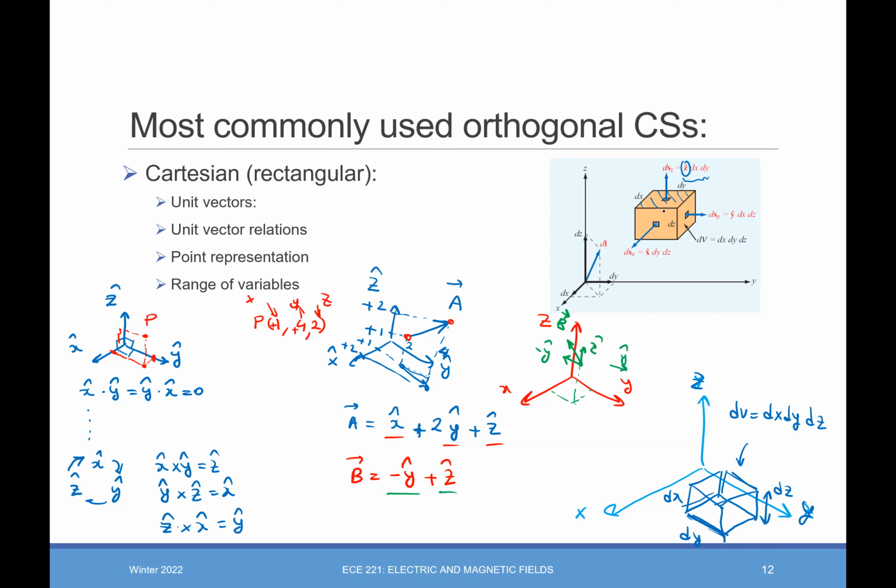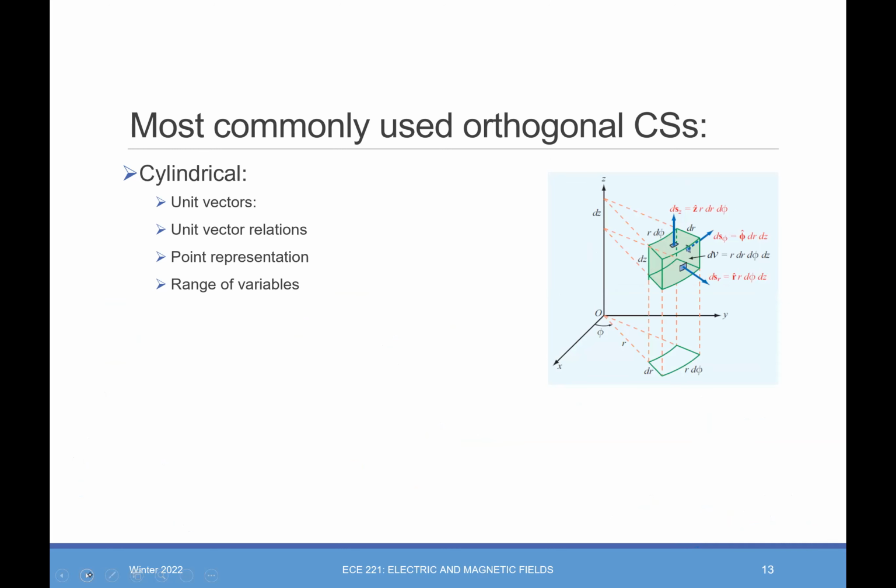So when we're defining things, or when we want to, for example, calculate the flux through a surface, we need to know the direction of the surface or the direction that is perpendicular to the surface. So that's how we define it. I'm going to move to the cylindrical coordinate system like this one.